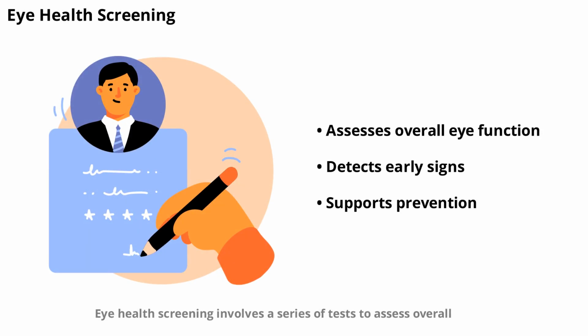Eye health screening involves a series of tests to assess overall eye function and detect early signs of cataracts or other conditions. Screening is important for prevention and early intervention, supporting long-term vision health. Regular eye health screening is recommended for all adults, especially those at risk for cataracts.